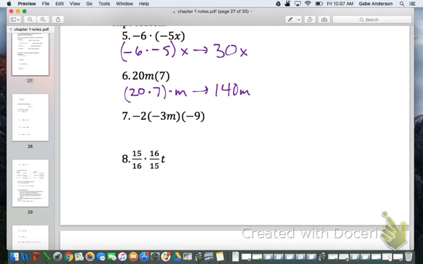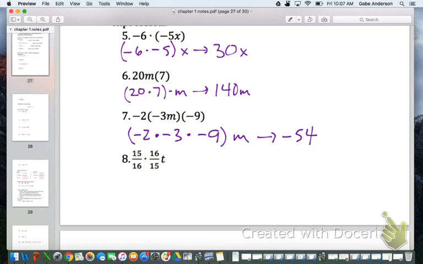Take a look now at number 7. I think we could reorder this one a lot. I'd say something like maybe -2 times -3 times -9, and then that whole thing times m. So the reordering can make a difference here. Avery, what'd you get for number 7? -54.